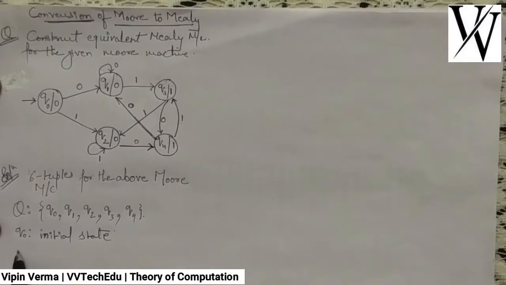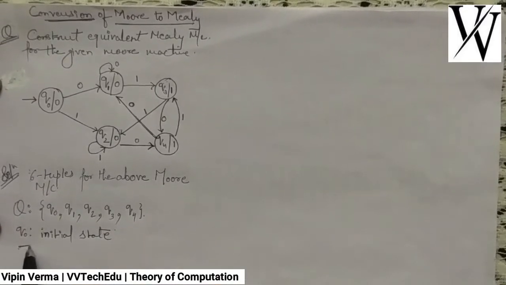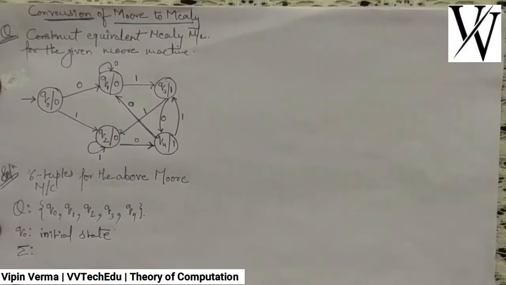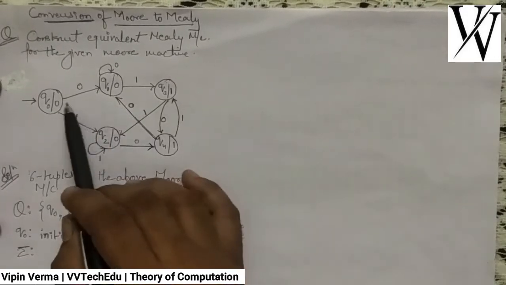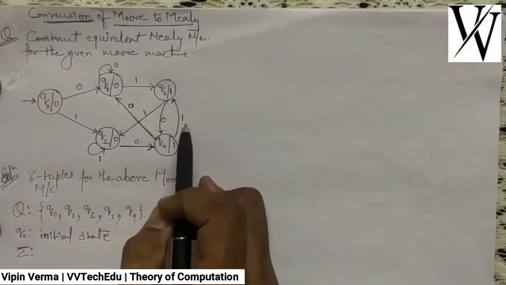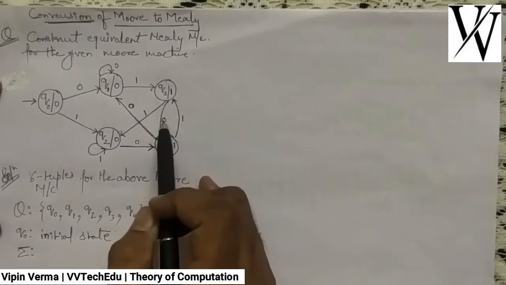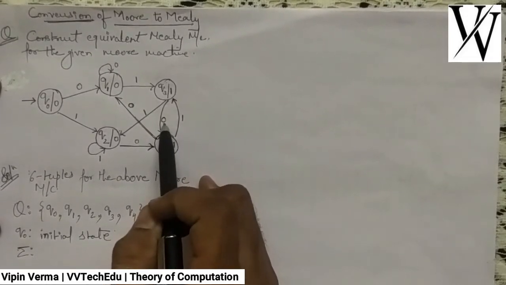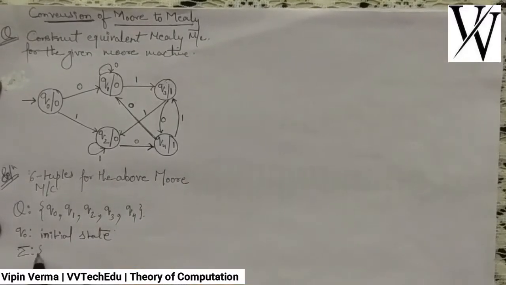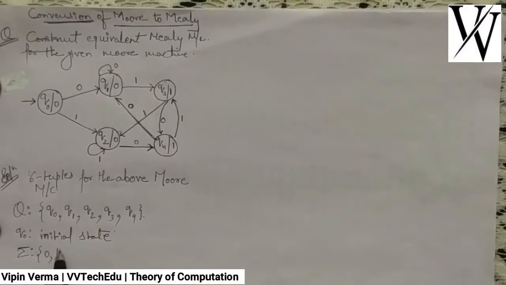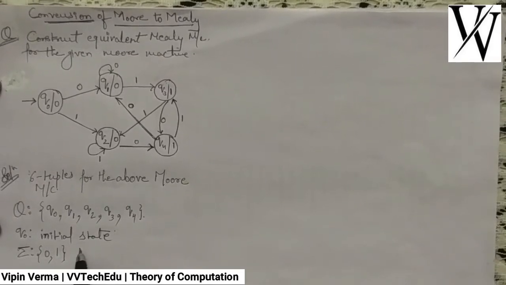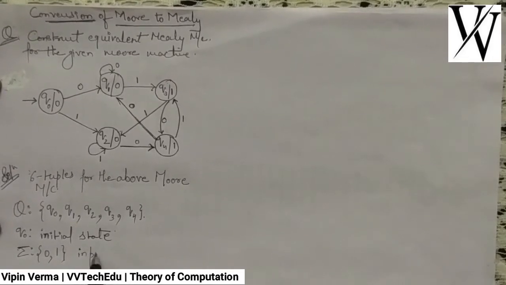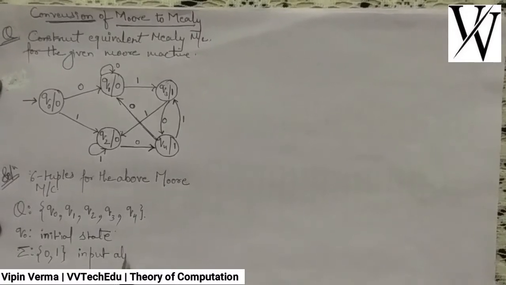Then the summation, which represents the set of input alphabets. What are the input alphabets? We can see on the transitions we have two types of symbols, 0 and 1. So we can say we have the input alphabets as 0 and 1. This is what we call the set of input alphabets.